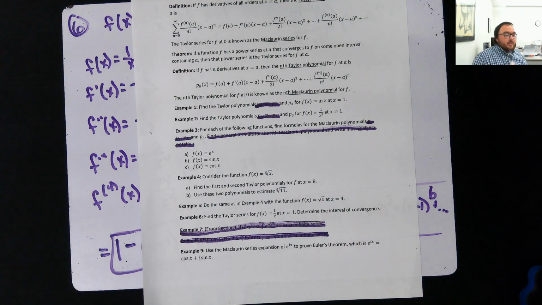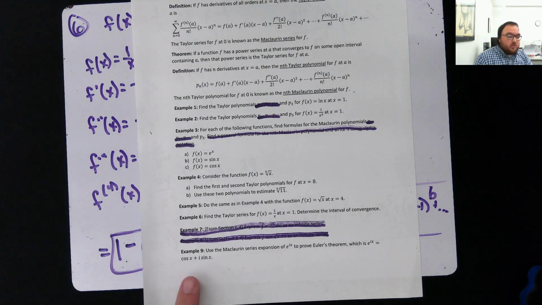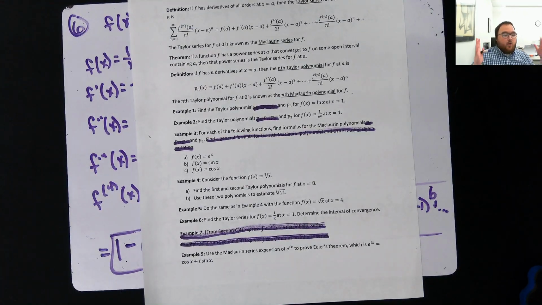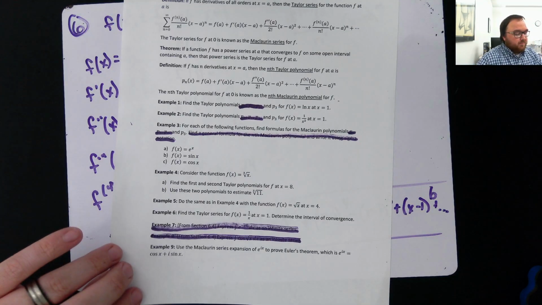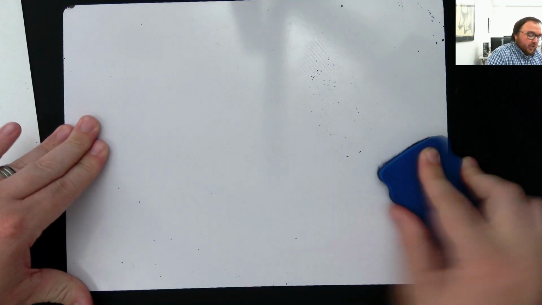Use the Maclaurin series expansion of e to the ix to prove e to the ix is equal to cosine of x plus i sine of x. This is a mathematical rule that is used a bunch, and we are going to prove it now, okay? We are going to prove it here using everything we have just learned. So we're going to use the Maclaurin expansion of e to the ix.